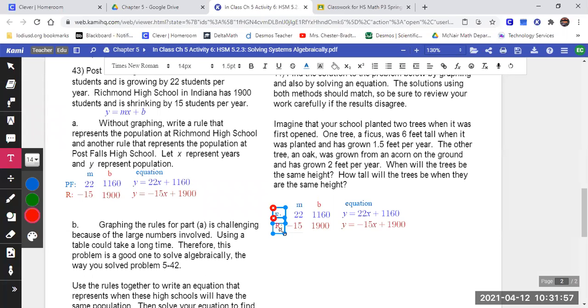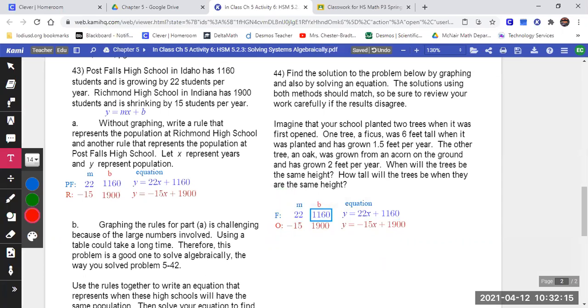And one of these is O for oak. Okay, then it tells us the ficus was 6 feet tall when it was planted. So where is that going to go? Is that an M or is that a B? That's a B. So we're changing our B number to be 6 feet tall. So we only need the 6. Nope, our M number. Sorry, or start with 6.